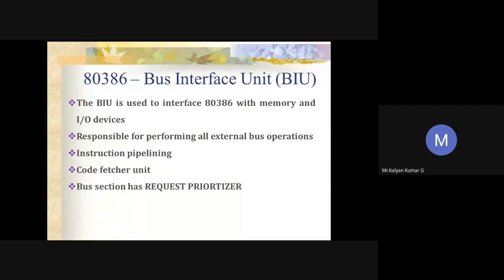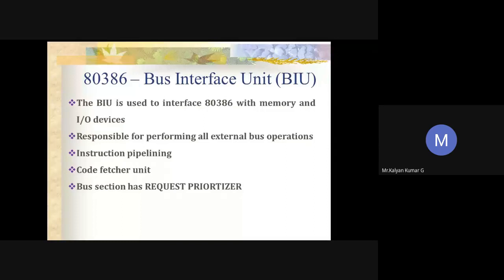Obviously, when you need data, you need to contact either memory or I/O devices. When you need to fetch any program, you need to access memory. So for all this purpose, we need a bus interface unit, to fetch instructions and to transfer data from the code fetcher unit. The processor will provide address, data, and control signals through this bus interface unit only.